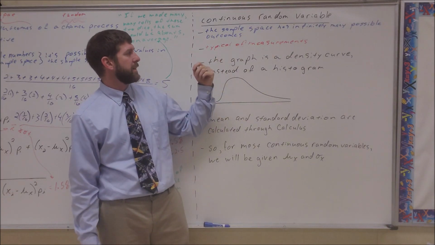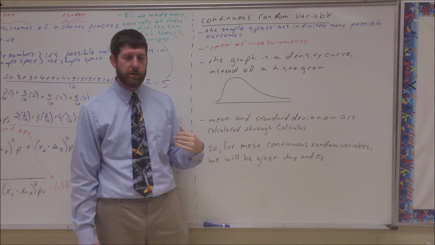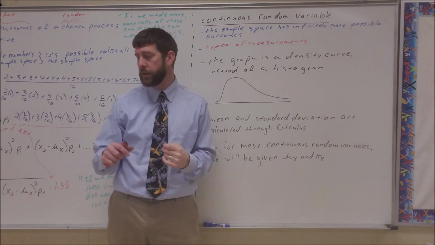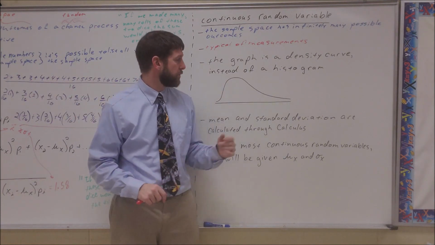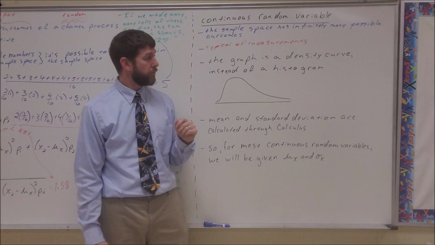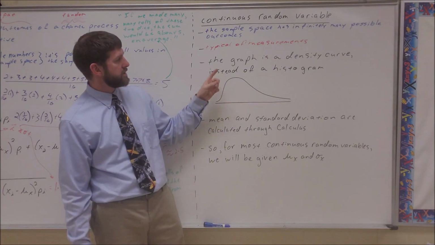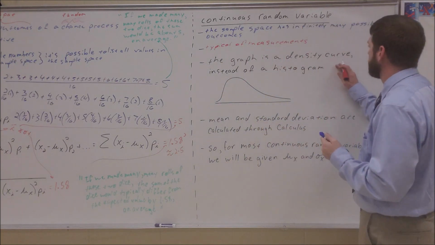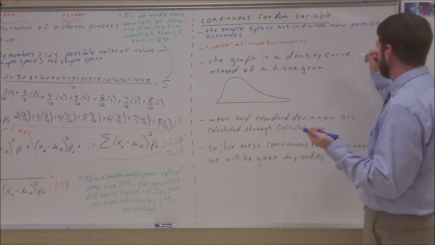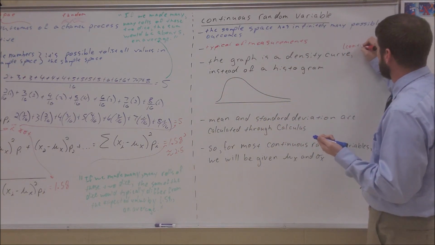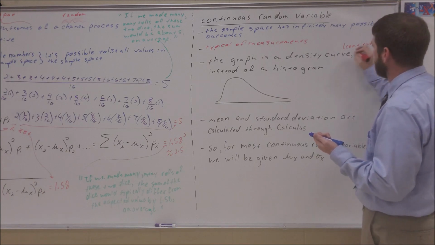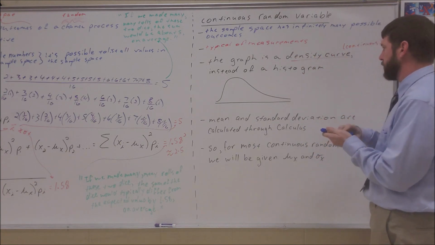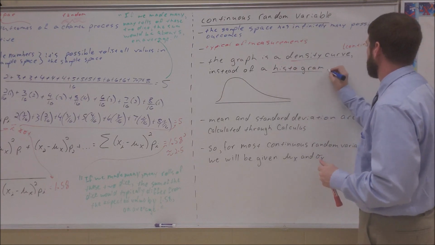So because we can't list all possible outcomes, we don't use a histogram like we did with our discrete random variable. We would use a density curve. So the graph is a density curve instead of a histogram. Density curve is what we would use for continuous. A histogram is what we would use for discrete.